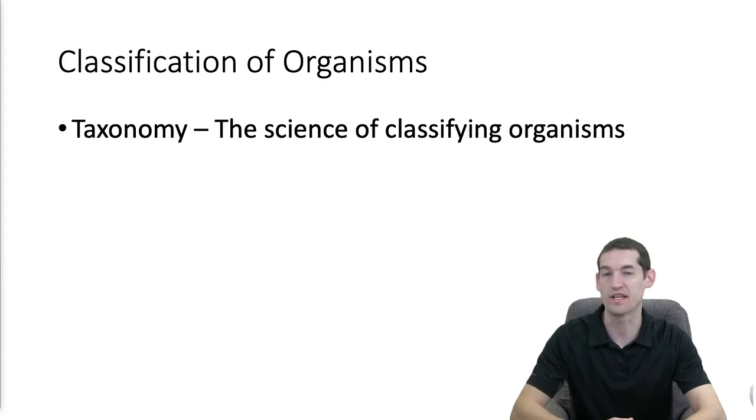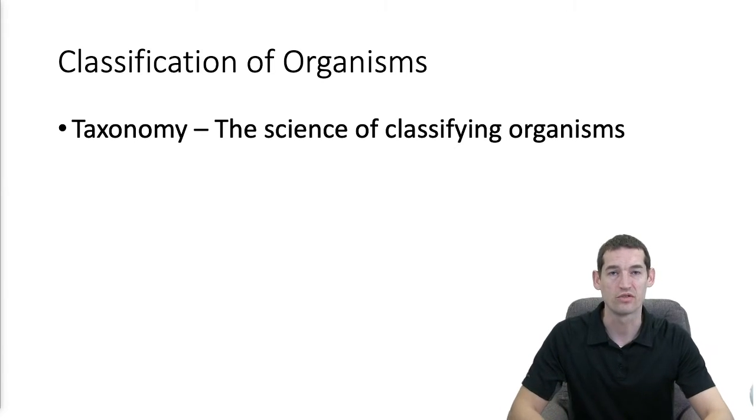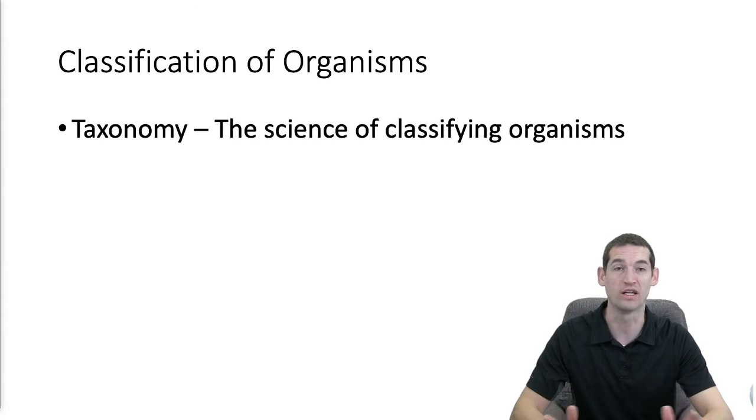The next thing we need to look at is how organisms are classified or how they're named. And to do that, we need to go over a couple of key terms here. The first one is taxonomy. Taxonomy is the science of trying to classify organisms, trying to figure out how they may be related and organizing them into groups so that we can compare and look at family or biological relationships between them.